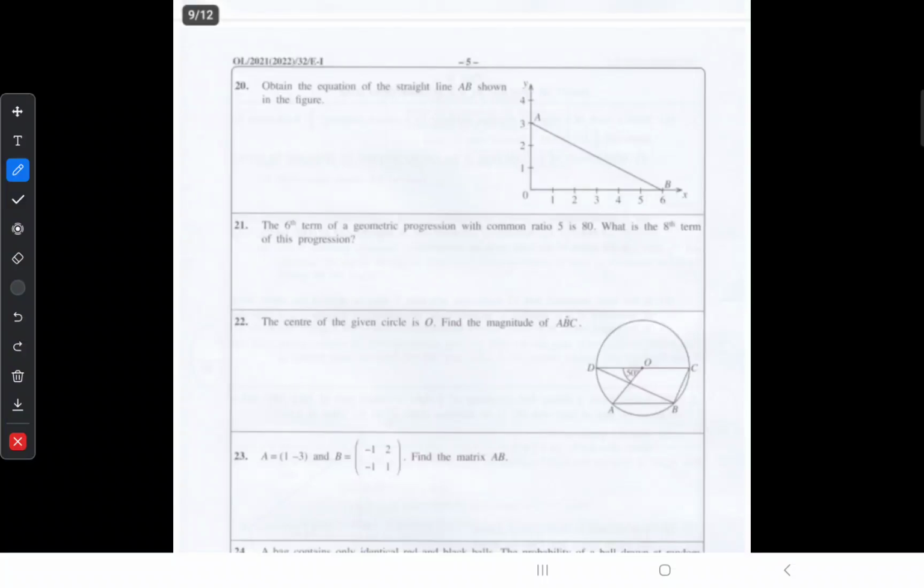2021 paper 20th question. Obtain the equation of straight line AB shown in the figure. Before starting to write the equation of the straight line, you have to know what the equation of a straight line is. For these kinds of straight line graphs, the common form of our equation is y equals to mx plus c.